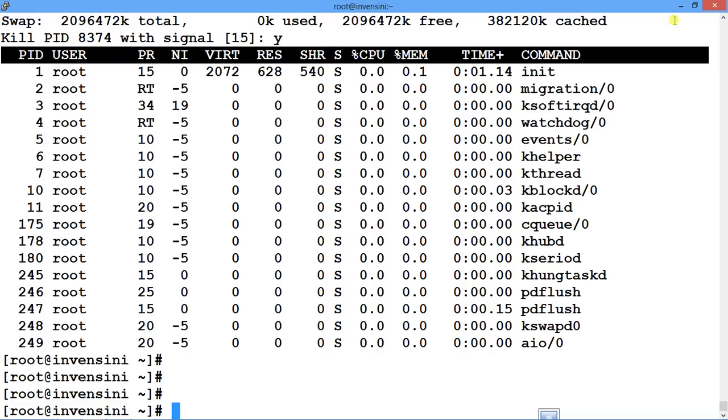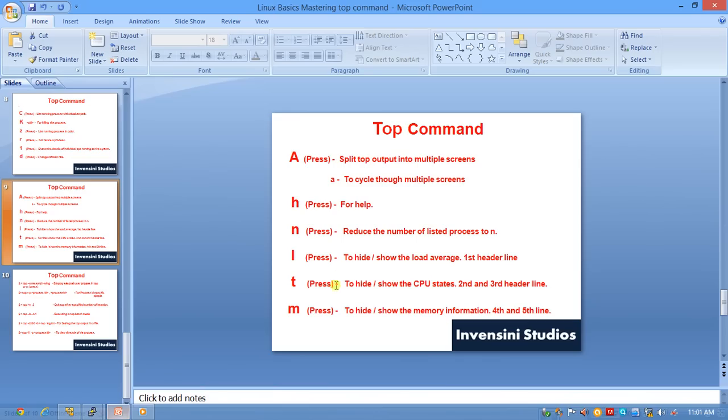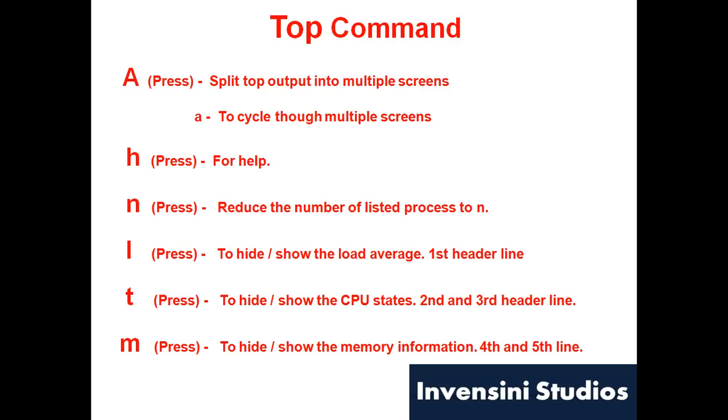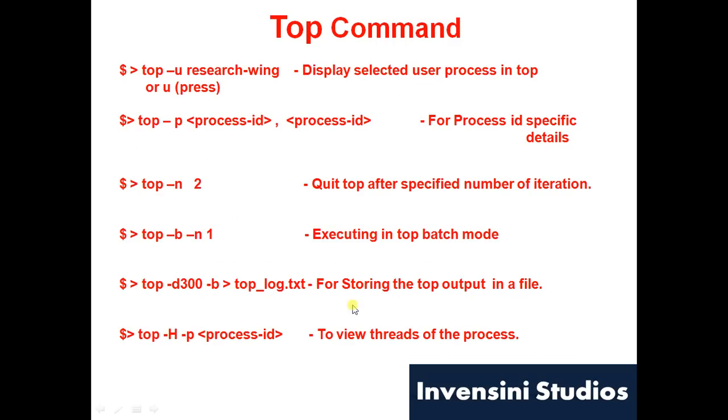Okay, so let's go back to our tutorial and finish up what else we are left with. Next, suppose you want to see all the processes of a particular user, you say top -u. If you want to see just a few processes, you say top -p and the process IDs separated by commas, so you can see the utilization and description of those processes. And suppose you want top to execute only 2 cycles, you say top -n2, so it will execute two cycles.